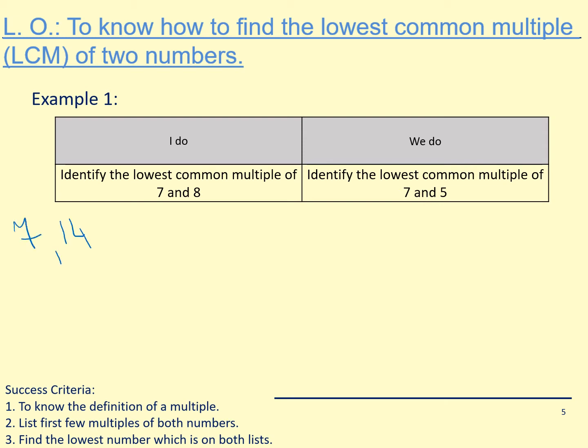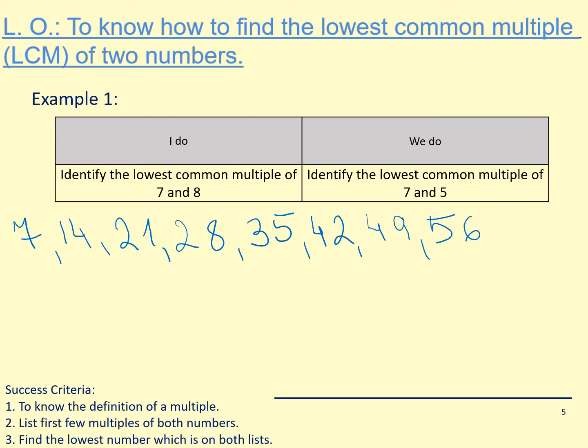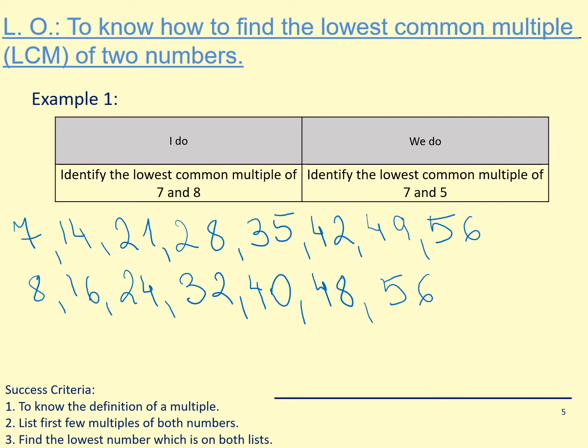7, 14, 21, 28, 35, 42, 49, 56. Okay, I hope that will do. Now I will list multiples of 8. So numbers from the 8 times table. 8, 16, 24, 32, 40, 48, and the next one is 56.